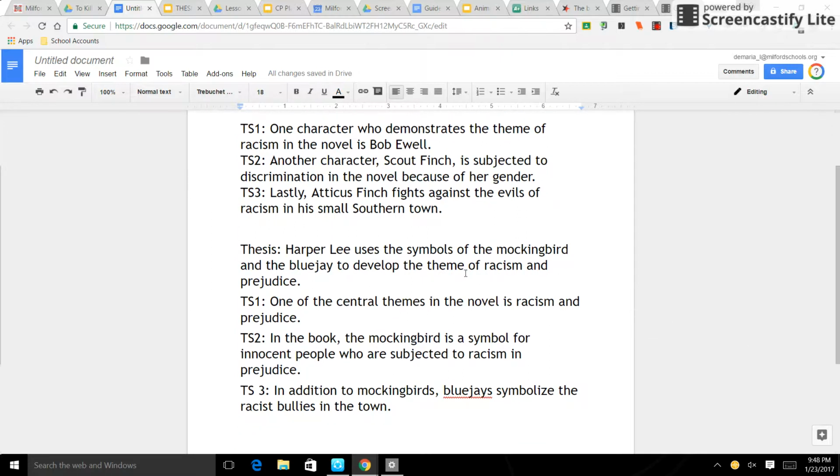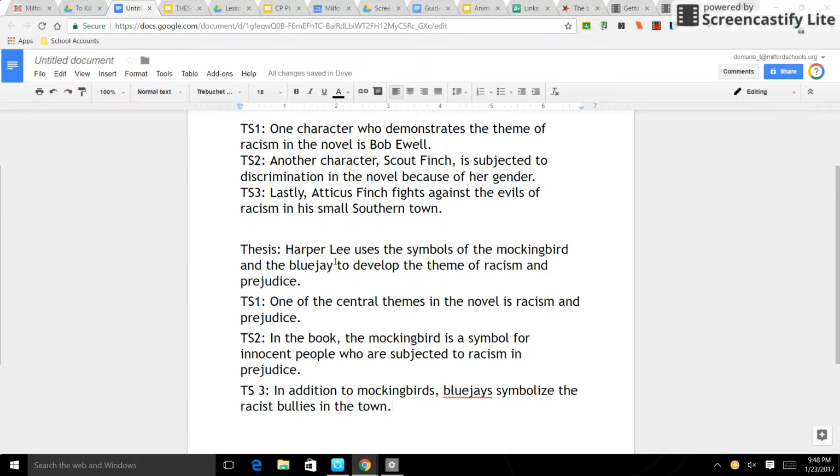This says, Harper Lee uses the symbols of the mockingbird and the blue jay to develop the theme of racism and prejudice. If you're planning on doing this paper where you're combining both theme and symbolism, I would suggest starting with a discussion of the theme. So topic sentence 1 says, one of the central themes in the novel is racism and prejudice. Topic sentence 2 says, in the book, the mockingbird is a symbol for innocent people who are subjected to racism and prejudice. Topic sentence 3 says, in addition to mockingbirds, blue jays symbolize the racist bullies in town. Again, nice, clear, short sentences. They all relate directly to the thesis statement that I've just dissected into three separate parts.